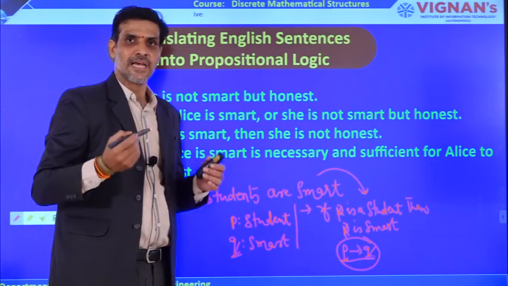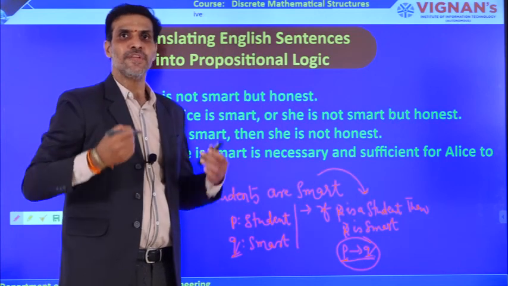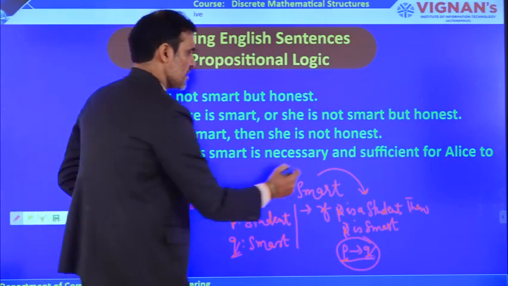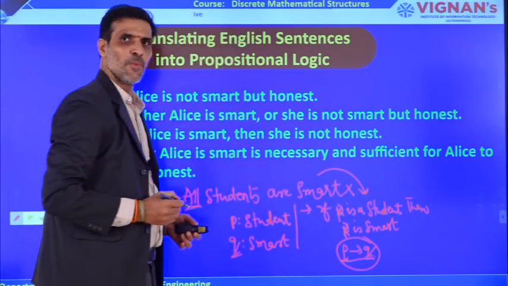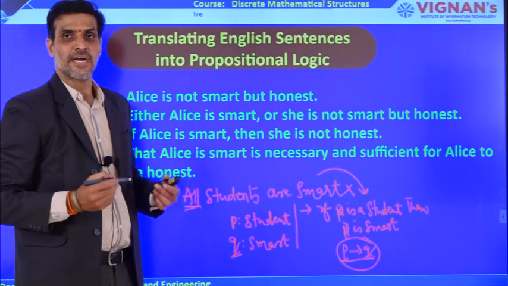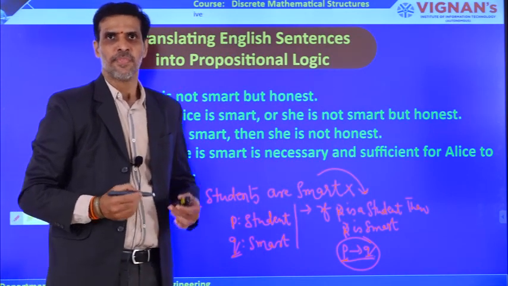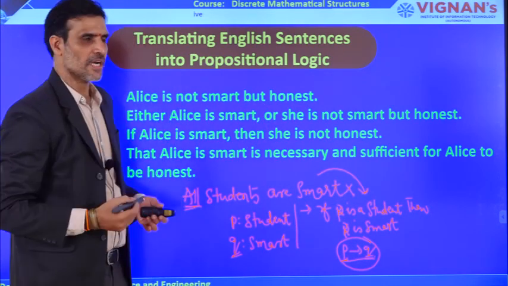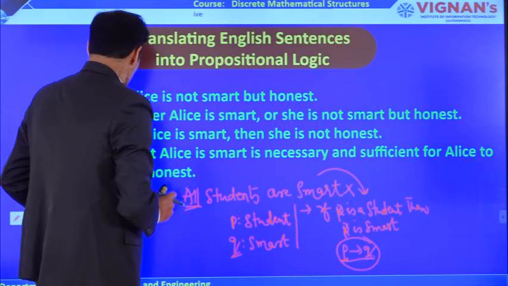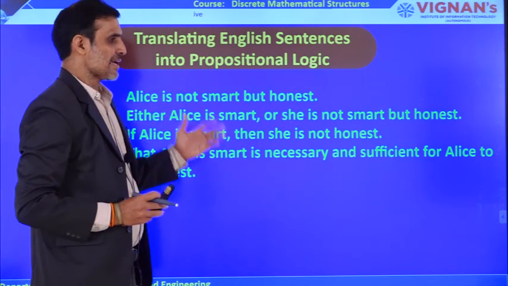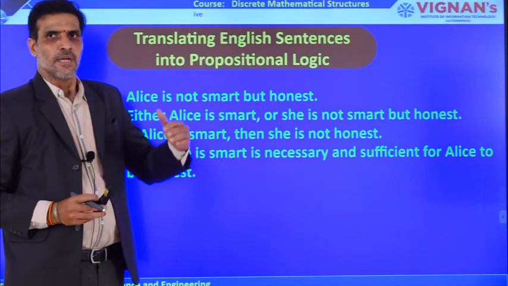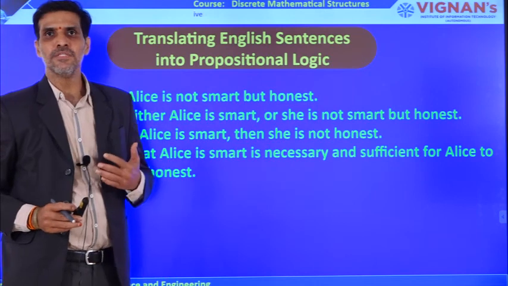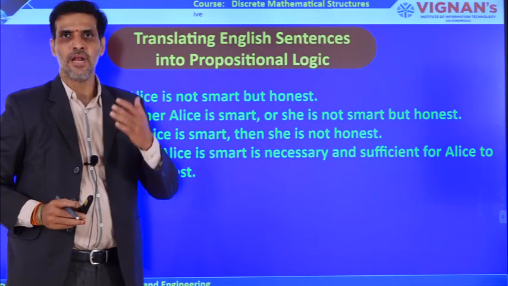Like that, there are some sentences which we cannot convert into the form of propositional logic. So this sentence also cannot be converted into the form of propositional logic. That is the limitation of propositional logic. Therefore, we have to go for predicate logic. We will discuss that in the next lecture. So this is how we convert the given English sentences into the form of propositional logic by using the syntax of propositional logic.